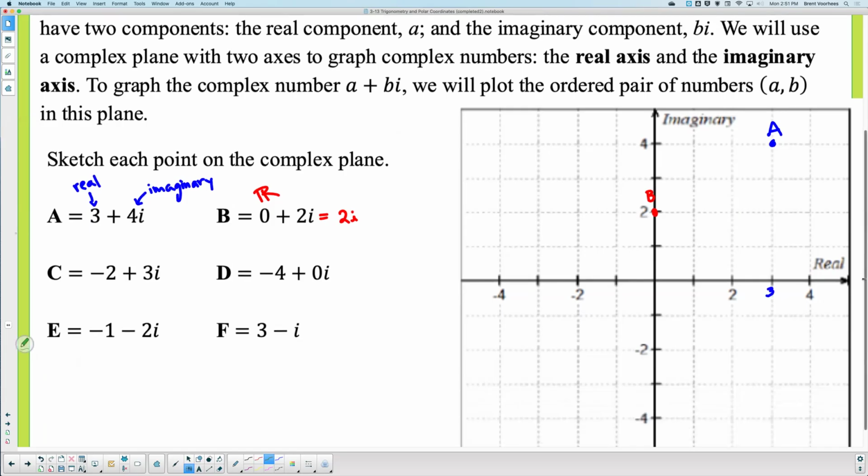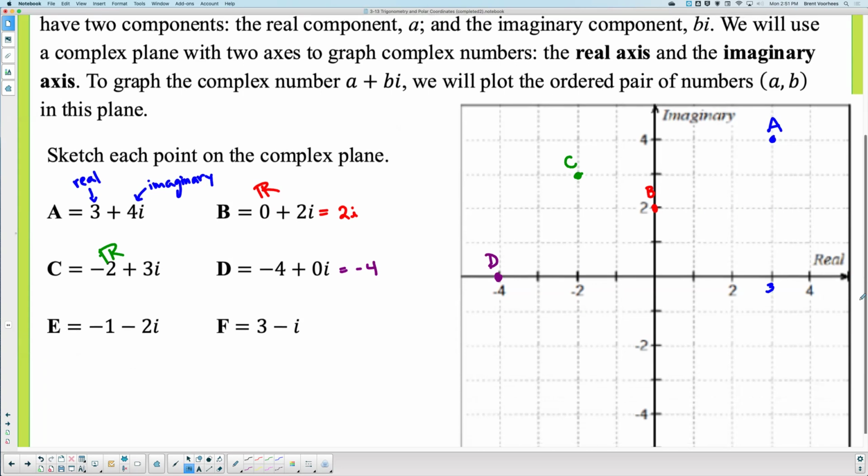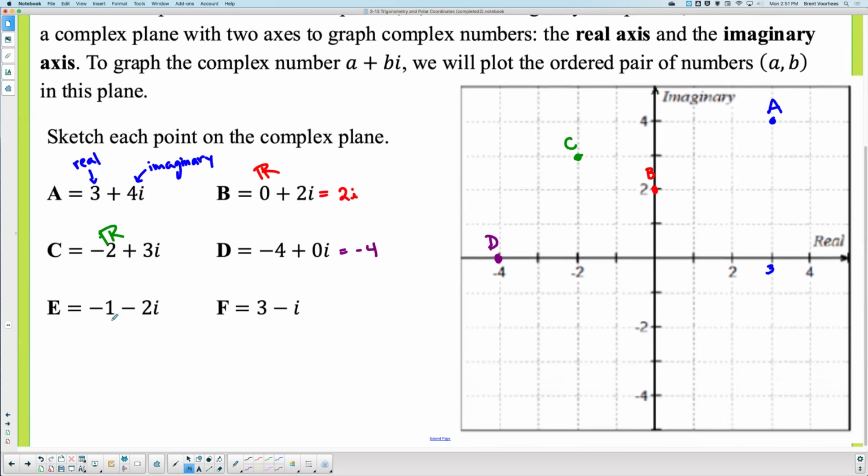Okay, C, this is saying -2 on the real. The imaginary is up 3, so it'd be right here. That's point C. D, once again, you could reduce this to just be -4. So on the real axis, we go left 4. We don't go up or down because we do not have an imaginary portion. This is no longer an imaginary or complex number. You could just say that's just a real number there.